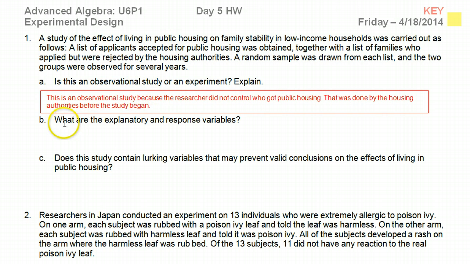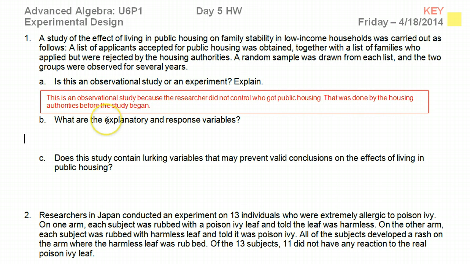Now, going on to part B, what are the explanatory and response variables? When you think about explanatory variables, you should be thinking these are the potential causes, and the response variables are the potential results, sort of like cause and effect. It's not a fact, but that's a good way to think about it. Potential causes and possible results.